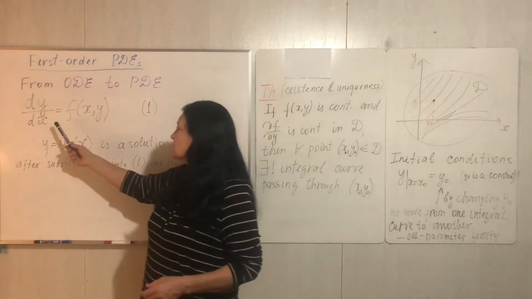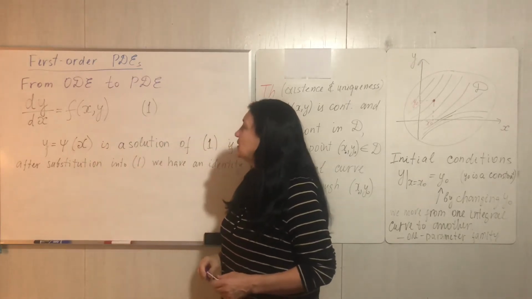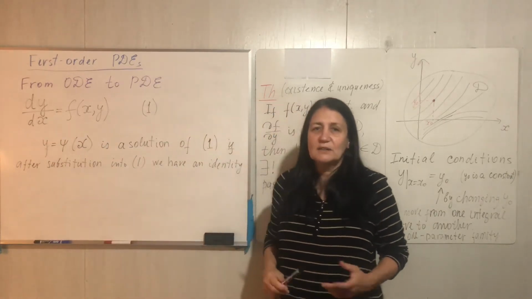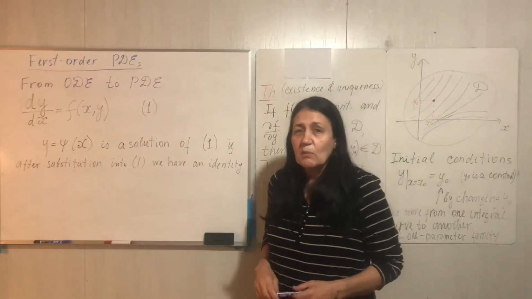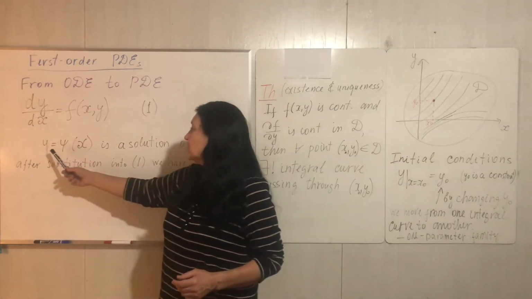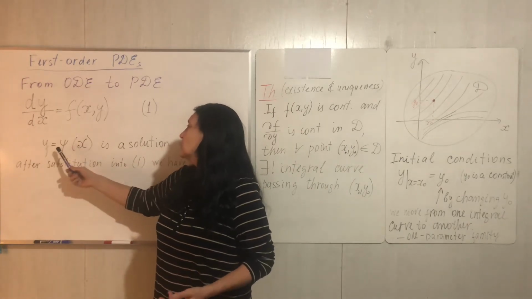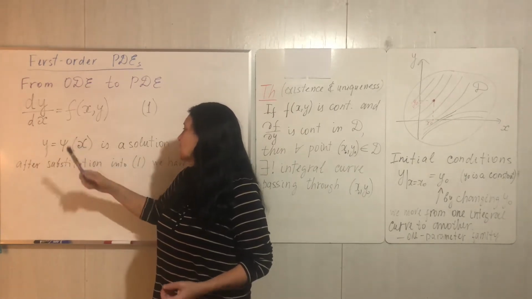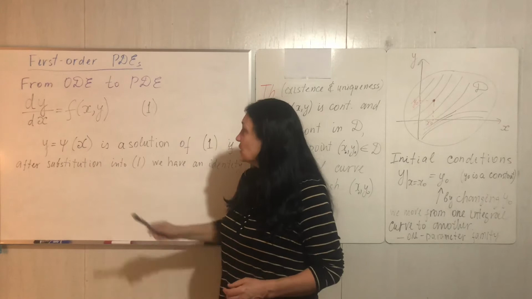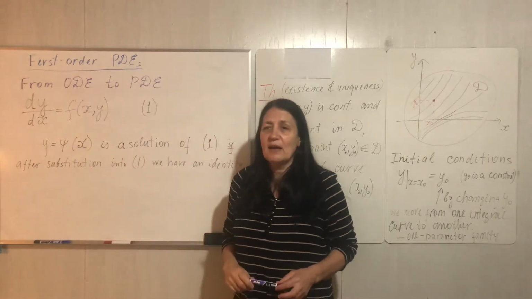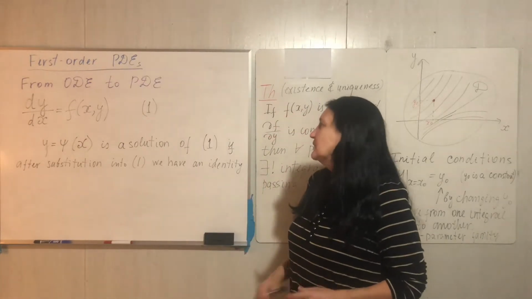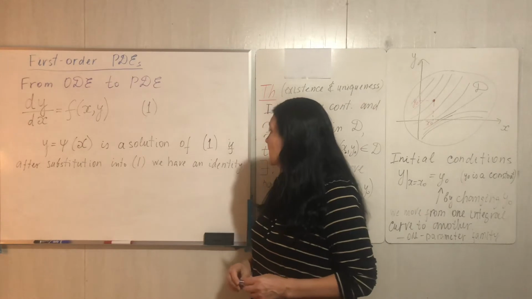So we have dy/dx equals some function of x and y, and we assume here that x is an independent variable and y is a dependent variable. What does it mean to solve this equation? To solve this equation means to find y as a function of x, a function psi of x such that when we substitute this function into our equation, we have an identity, at least in a certain domain where x and y are changing.